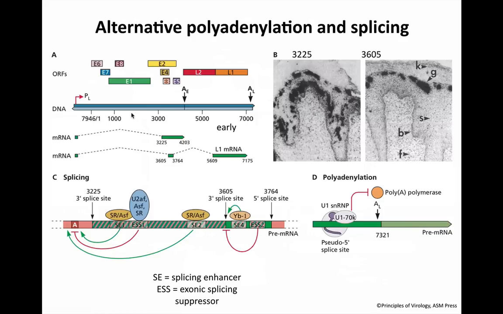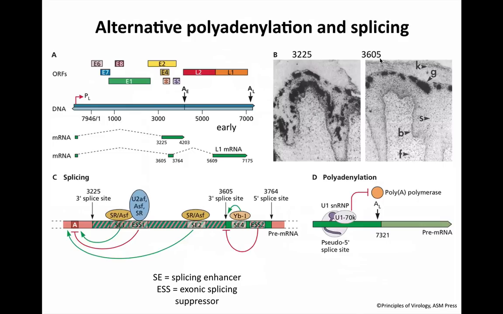So the DNA is shown here in linear form. The open reading frames are shown above. 2 of the RNAs made from the late promoter are shown to illustrate changes in recognition of splice sites and polyadenylation sites that are needed to produce the L1 mRNA. The synthesis of this mRNA depends on the recognition of a 3' splice site at position 3,605 rather than 3,225, which is used during the early phase of infection. Polyadenylation of pre-mRNAs must also switch from the early AE to the late polyadenylation site. On the right is in situ hybridization of bovine fibropapillomas using probes that specifically detect mRNAs spliced at the 3,225 site on the left or at the 3,605 site on the right.